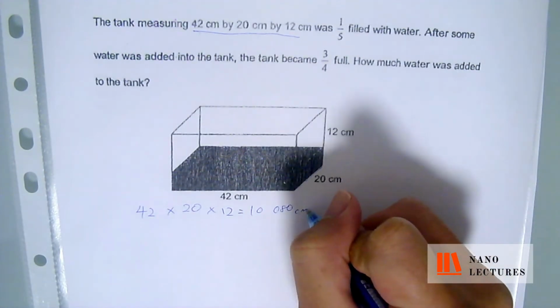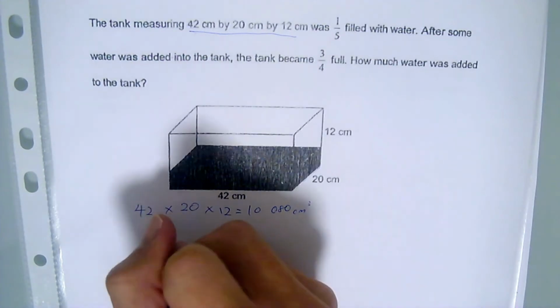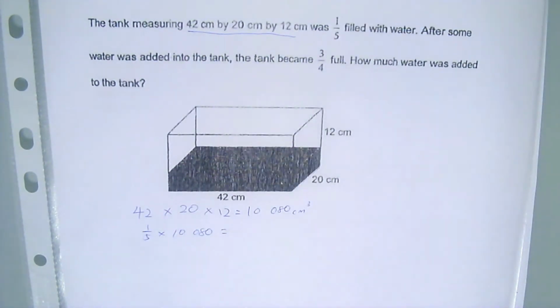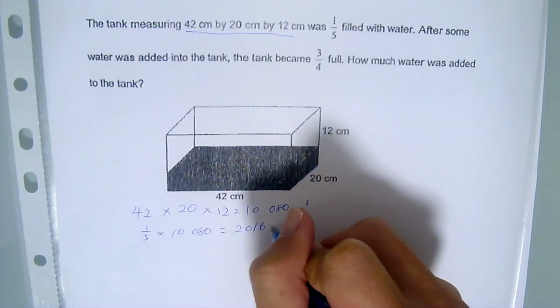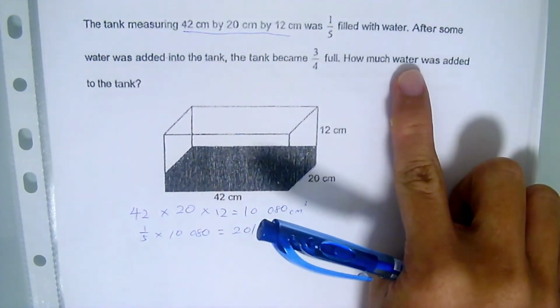10,080 cm cubed. Now, they said it was 1/5 filled with water. So I take 1/5 of my total capacity. I'm going to use my calculator, and that will be 2016 cm cubed. So it's 2016 cm cubed. Now I will move on.